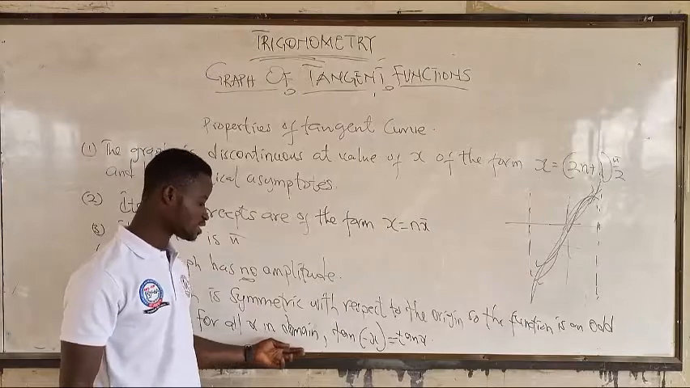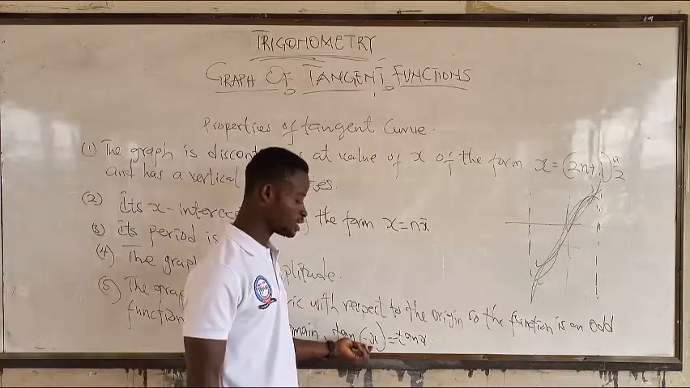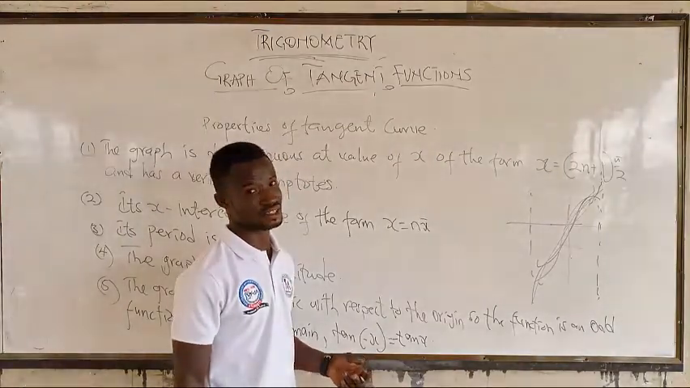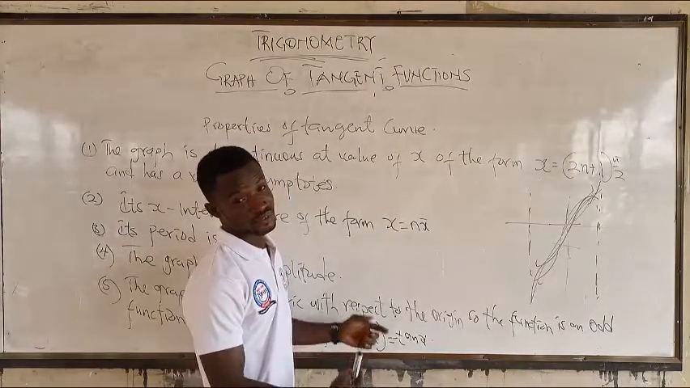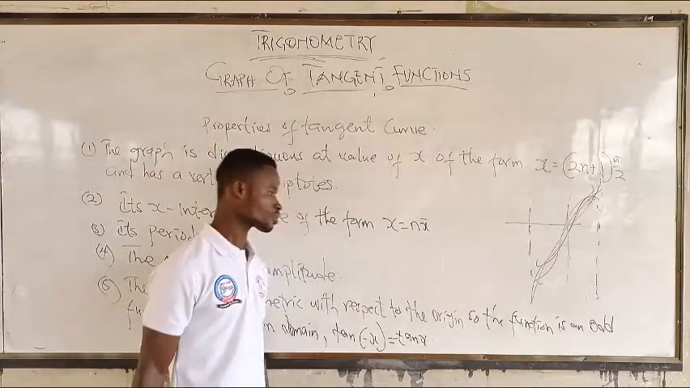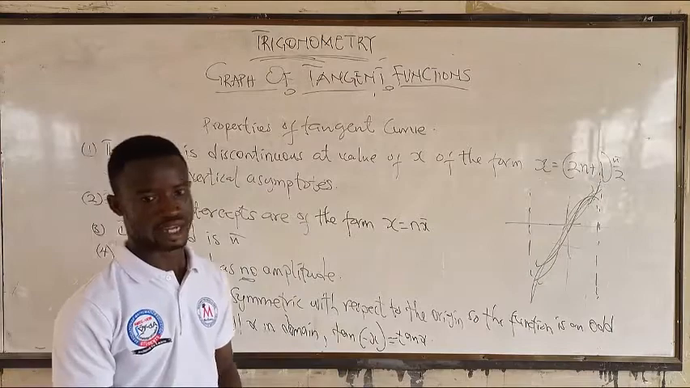So for all x in the domain, that means that when you plug in a negative value, you get a negative value back. Do you know why tan x is an odd function? Don't forget that tan x is sin x over cos x. So definitely that is what you're going to get for that.